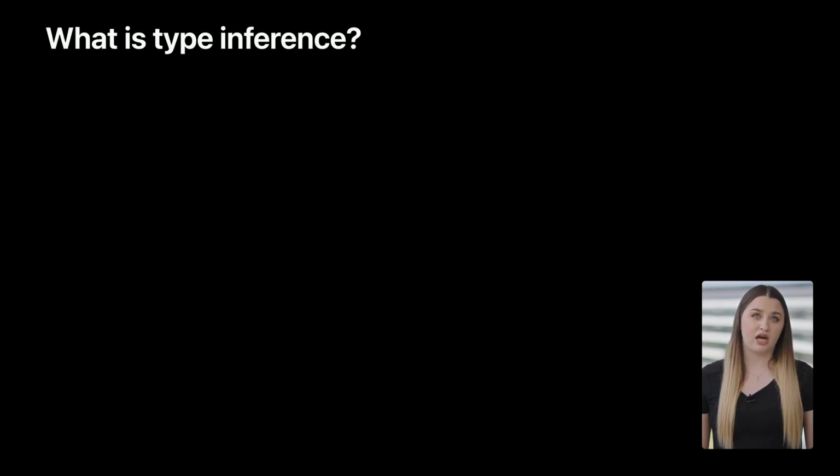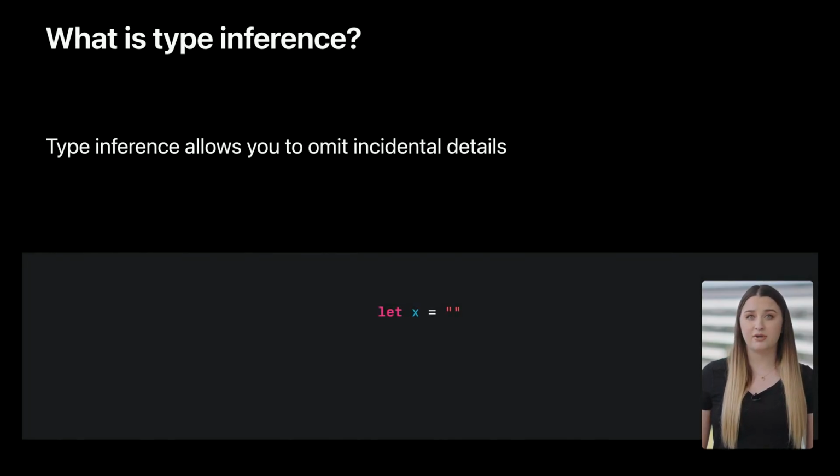Before we dive in, let's review what type inference is. Type inference allows you to omit explicit type annotations and other verbose details in your source code when the compiler can figure out those details from the surrounding context. In this case, there is no type for X written in the source code, but the compiler infers the type of X to be a string, based on the value provided in the assignment, which is a string literal.